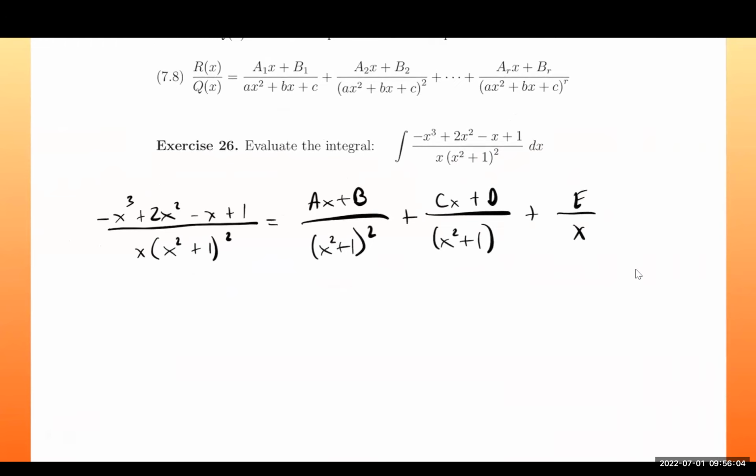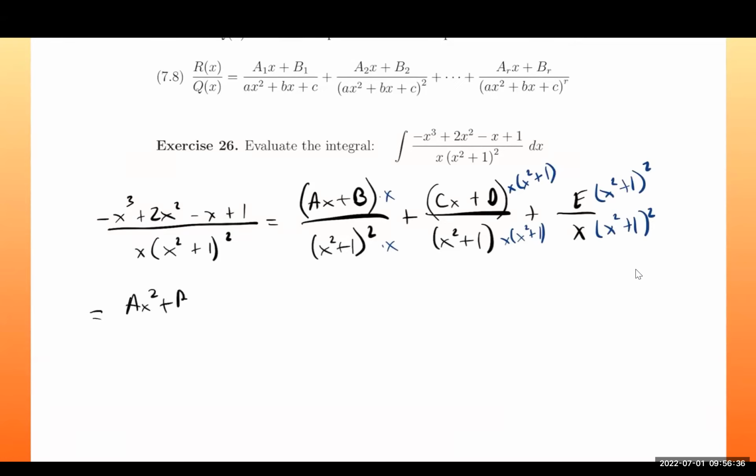All right, and now we have to do our common denominator, which is here, as you can see. So I need to multiply top and bottom by x for the first term. Over here, I'm going to multiply top and bottom by x squared plus 1. And over here, I'm going to multiply top and bottom by x squared plus 1 squared. Okay, so there's a lot of algebra for this problem. So that's going to be ax squared plus bx for the first one after I distribute.